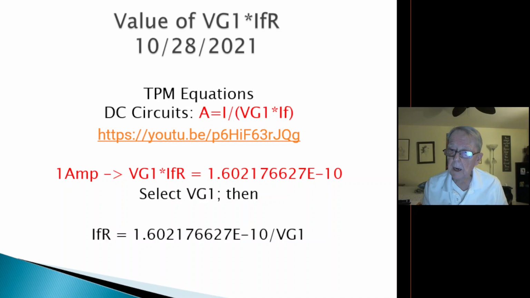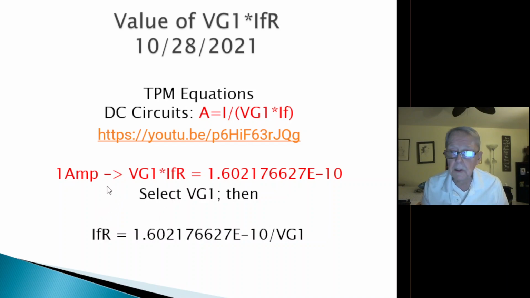And I was thinking, I wonder if that would help me with the equations for VG1 and IfR. Earlier, before this, I had released this video titled TPM Equations. It shows the value of A is equal to the current divided by this number. This is a key equation, which I'm going to use a bit later. You can watch this video and see how I explained that.